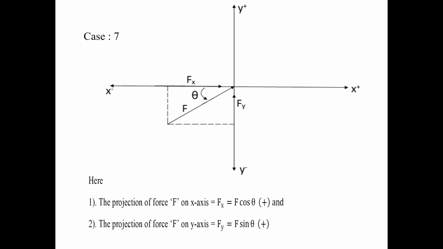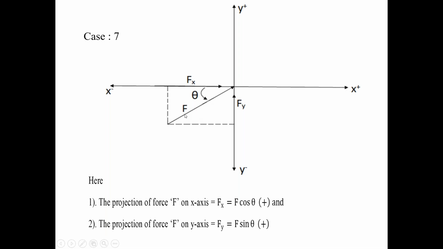Coming to the seventh condition. The force F is in the third quadrant. This seventh condition is similar to the third condition. In that third condition, we considered the force F in the third quadrant. In the third condition, we discussed Fx, Fy. Both are negative in the third condition. But what about the seventh condition? In that seventh condition, force F is making the angle theta with x-axis.